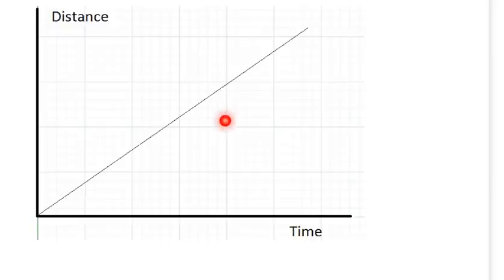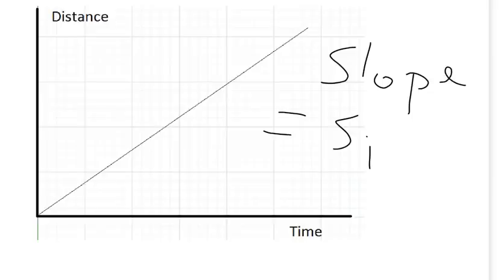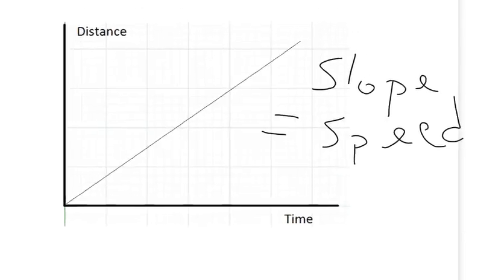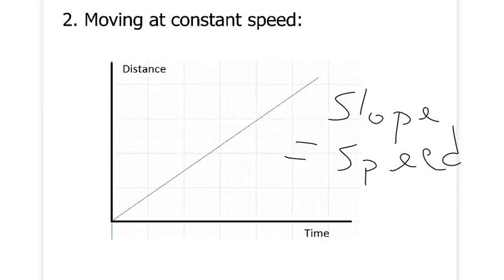You would just do rise over run, and you would be able to find the slope of this graph, and that's going to equal the speed. So on this kind of distance-time graph, the slope equals the speed of the object. And the speed is constant. So if you find the slope, you find the speed. Pretty cool. So that's our second example of what motion looks like on a distance-time graph.